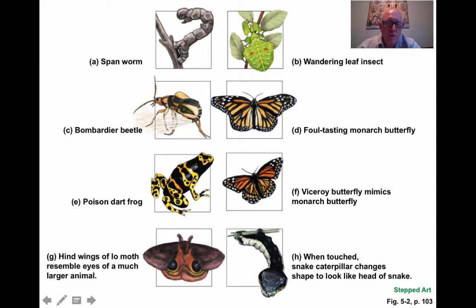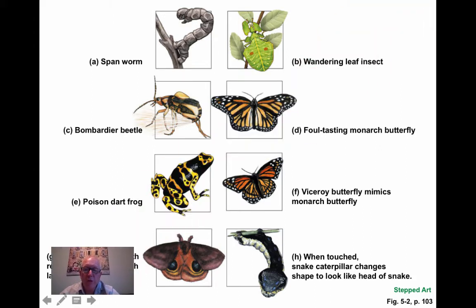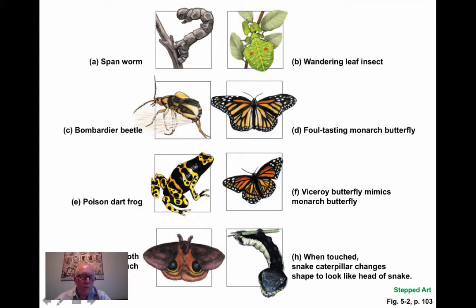Hey, and do yourself a favor, Google up images or short videos of a snake caterpillar. The caterpillar makes itself look like a snake. So these are ways to avoid becoming a meal.